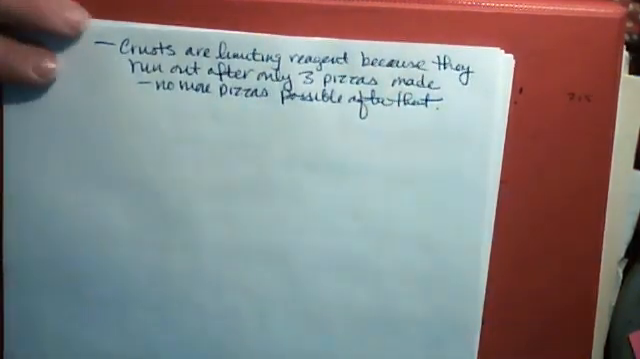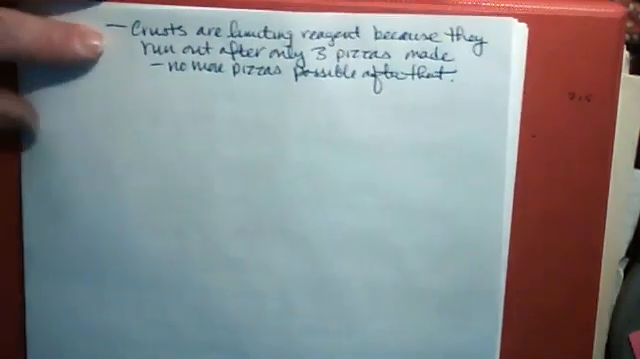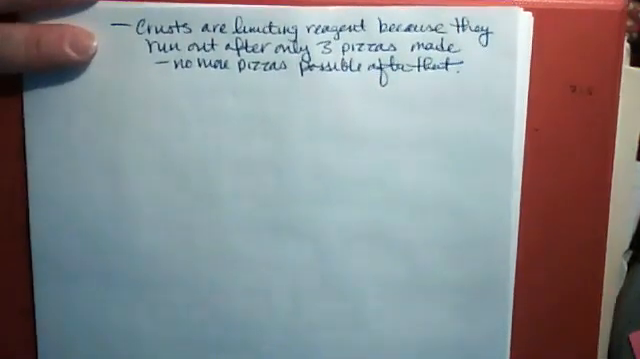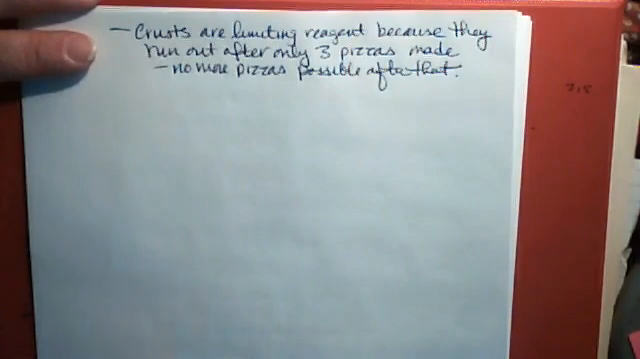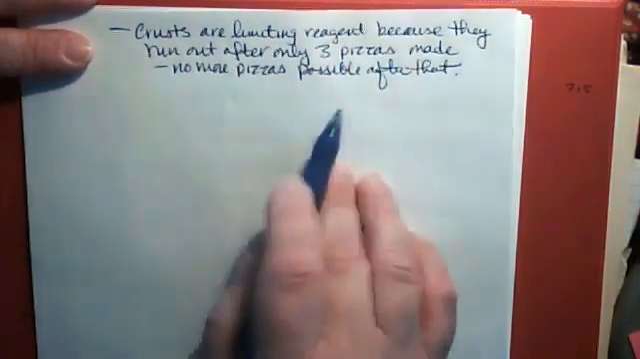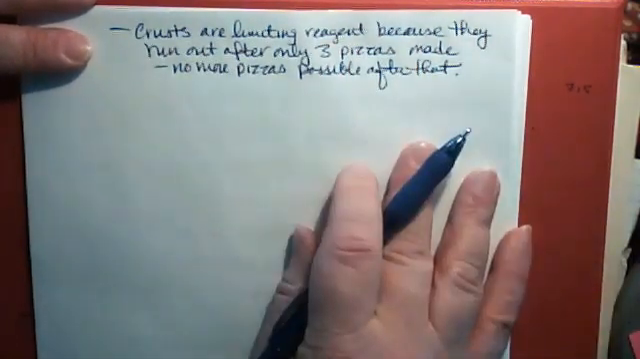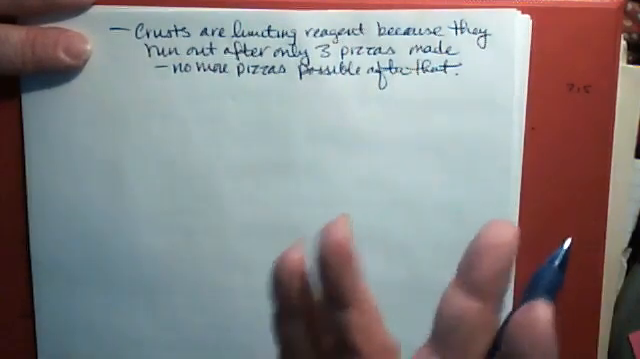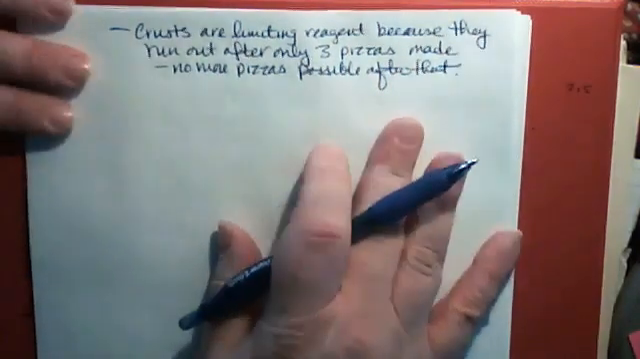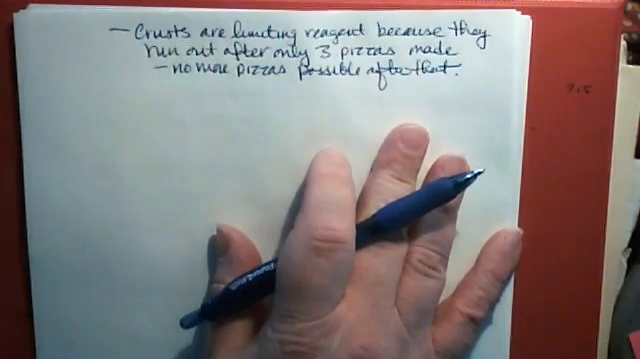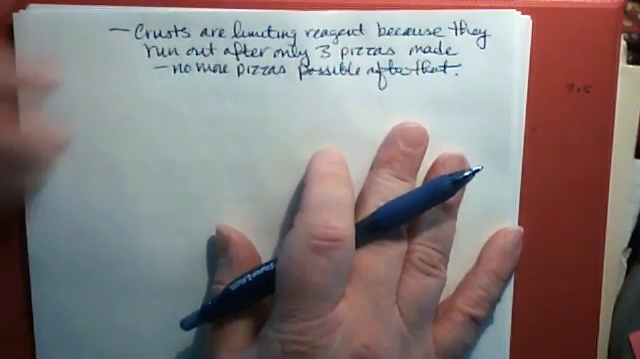Okay, and so again, the crusts are the limiting reagent because they run out after only 3 pizzas. That's before any of the other reactants run out. And you can't get any more pizzas after that. Can't have a pizza without a crust. So that's the end of it. So that's why we say that crusts in this case are the limiting reagent.